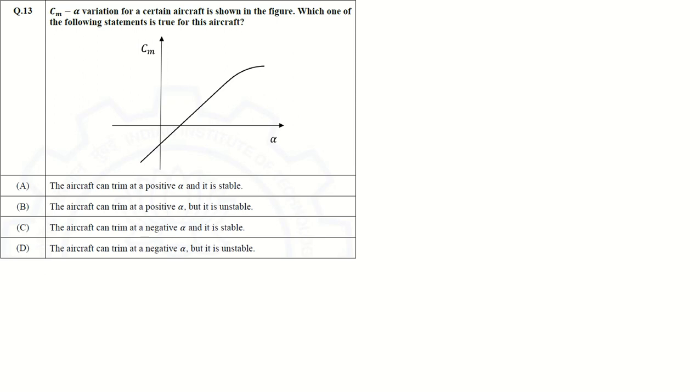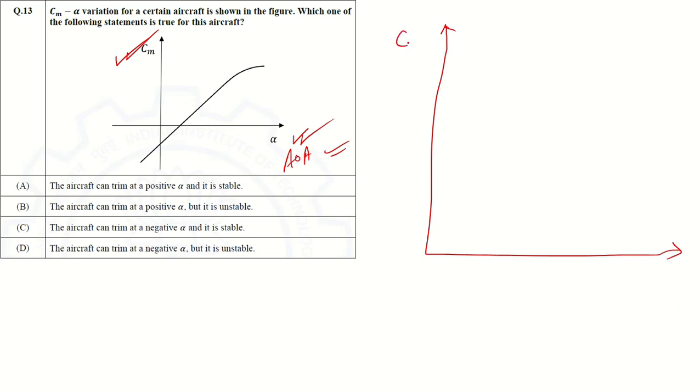Next question is, CM alpha variation for a certain aircraft is shown in the figure. Which one of the following statements is true for the aircraft? CM and alpha. Moment coefficient and alpha is given. So we have one chart: pitching moment coefficient, we can say, and alpha, lift coefficient CL or alpha, that is angle of attack.